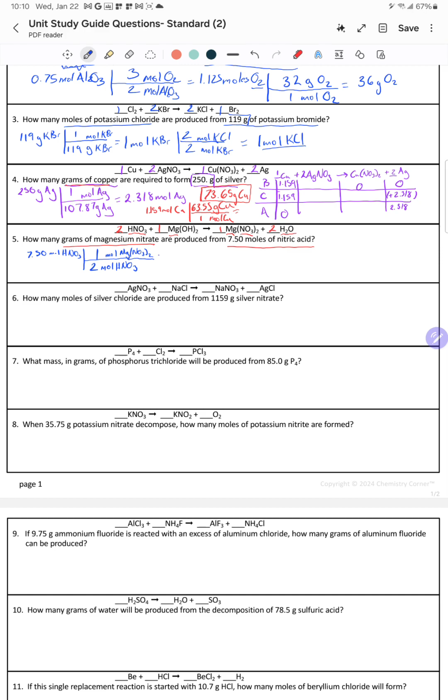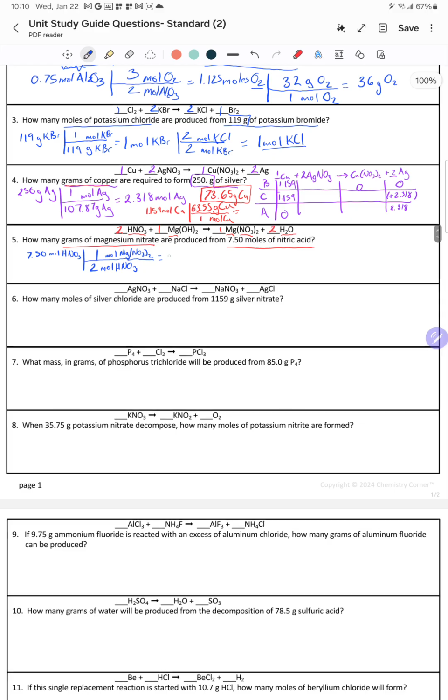So I'm going to multiply by 1, divide by 2, and you should end up getting a grand total of 3.75 moles of magnesium nitrate. Now it wants its total in grams, so we're not done yet. So then we need to do another picket fence. And we say, okay, now I need to get to grams of magnesium nitrate from moles of magnesium nitrate.